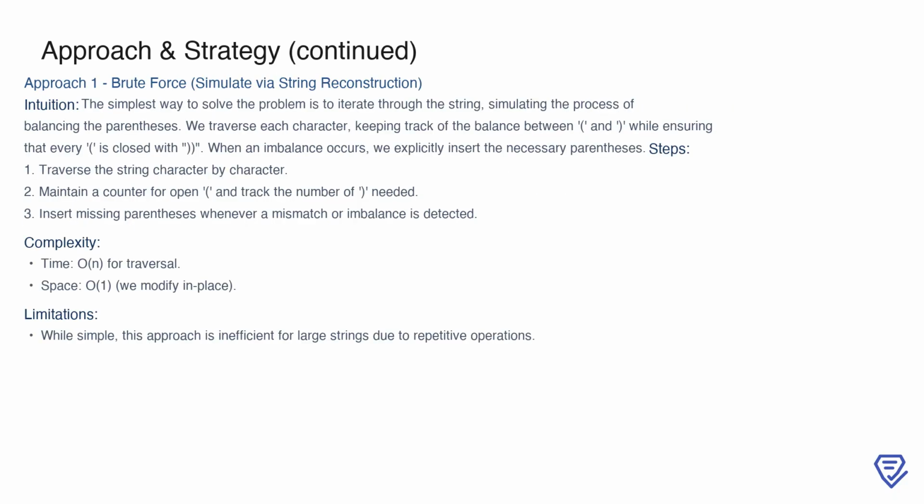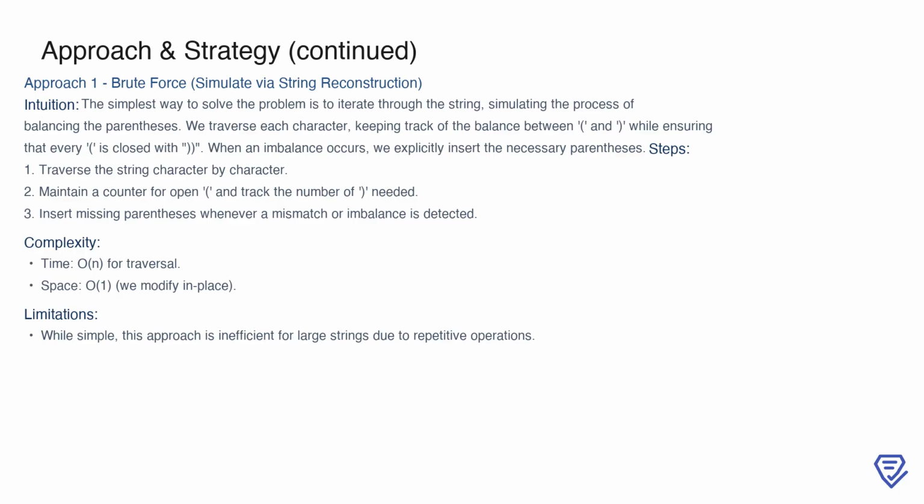One straightforward way to solve this problem is with a brute force approach that simulates the process of balancing the parentheses by reconstructing the string. The intuition here is simple. We traverse the string character by character, keeping track of the balance between opening and closing parentheses, while ensuring that each ( is closed with ). Whenever we encounter an imbalance, we explicitly insert the required parentheses.